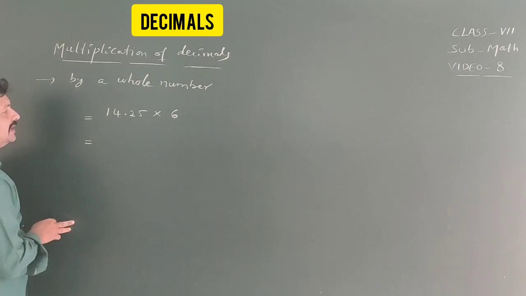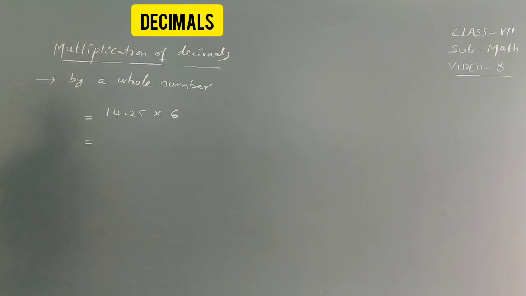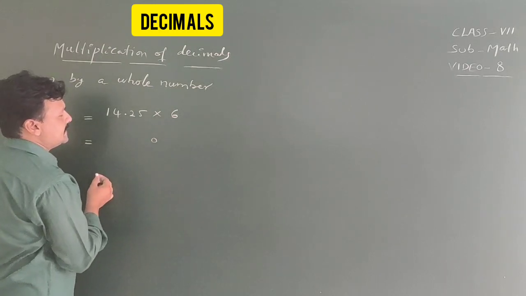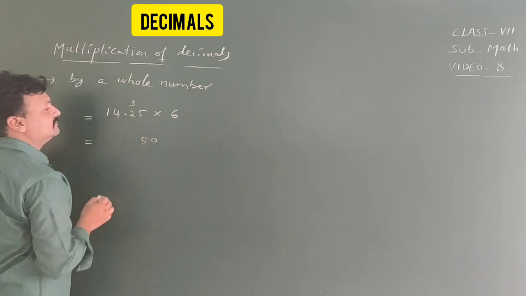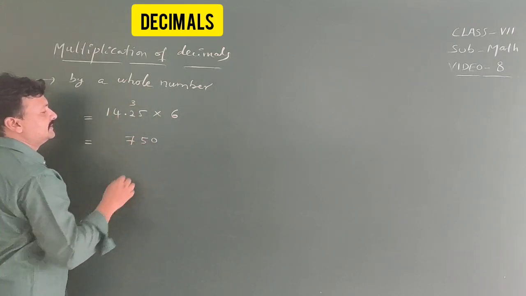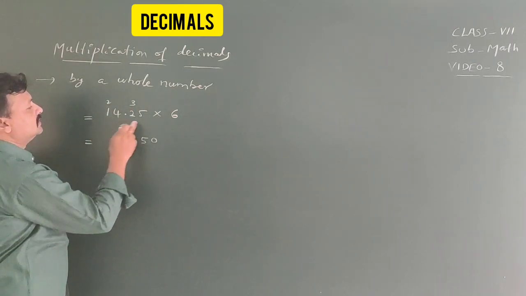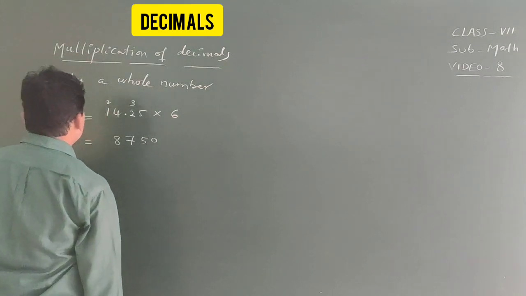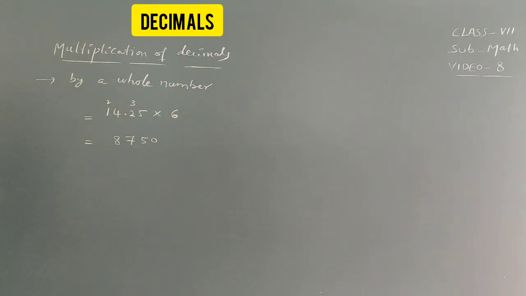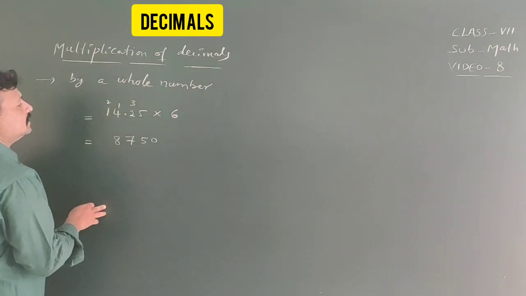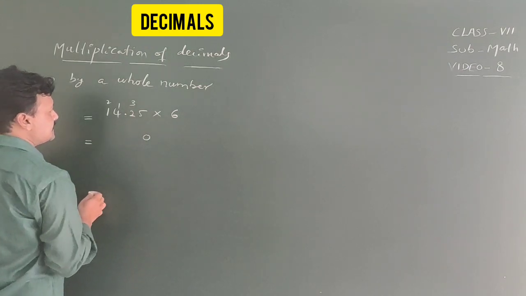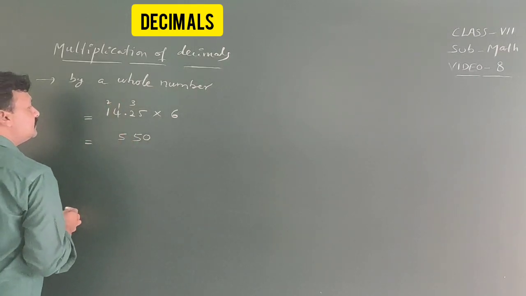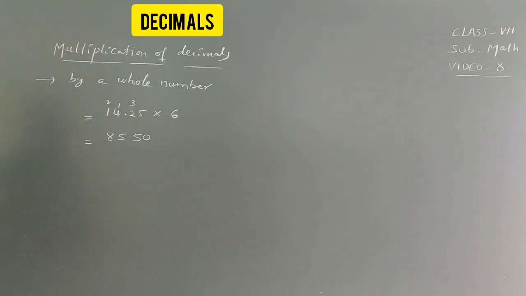First of all, we need to multiply the given decimal by the whole number without the decimal point. 6 5 is 30. 6 2 is 12 plus 3 is 15. 6 4 is 24 plus 1 is 25. 6 plus 2 is 8.